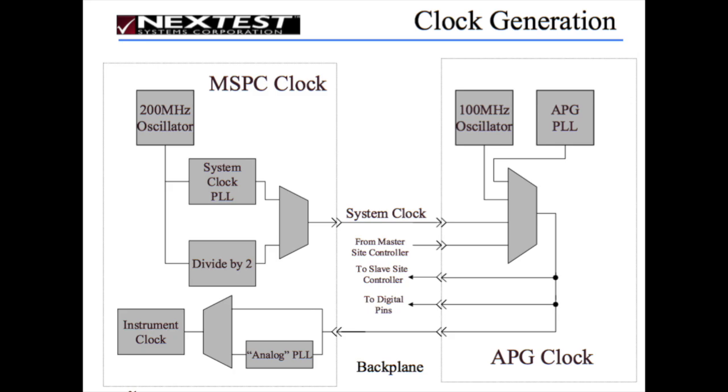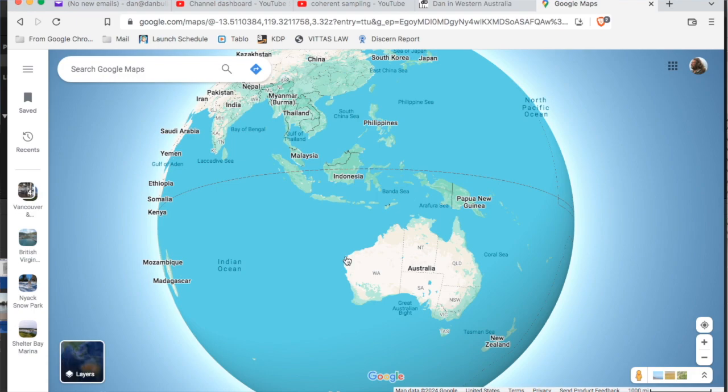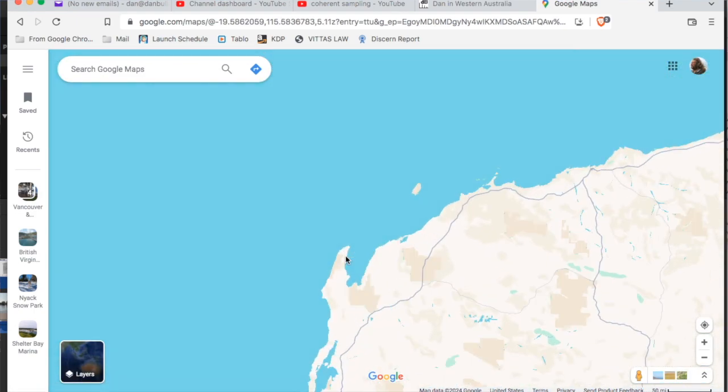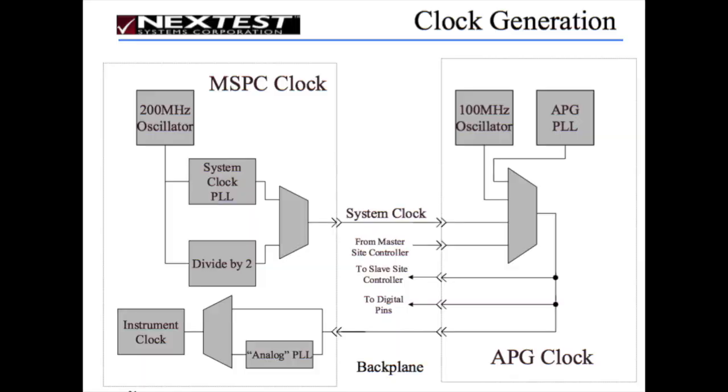It's a 200 megahertz oscillator. It goes to a system clock PLL. Back then we used PLLs, phase lock loops, and I used phase lock loops back in the Navy on the big transmitters down in Australia. On our transmitters, every machine got a system clock, I think a 10 megahertz clock, and then we used a PLL to get the frequencies we needed. So a PLL generates any frequency you want, or you can just divide by 2 and get 100 megahertz.